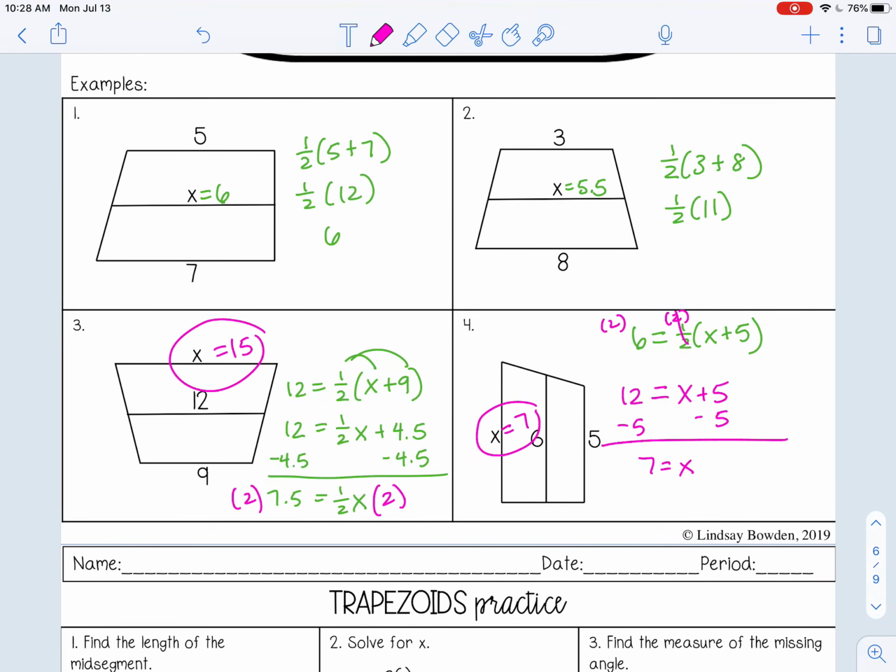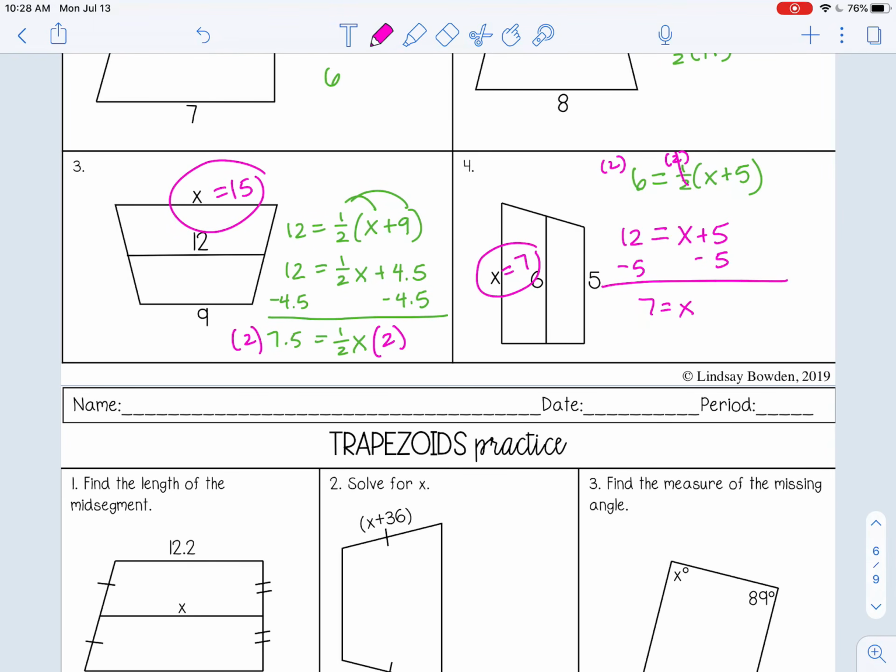All right, you can stop the video now and go ahead and complete trapezoids practice and check it with your teacher.